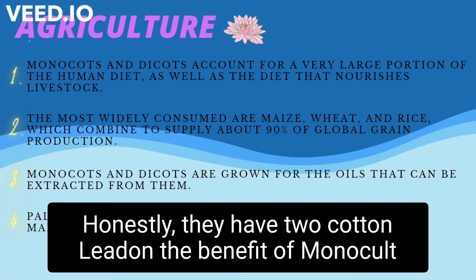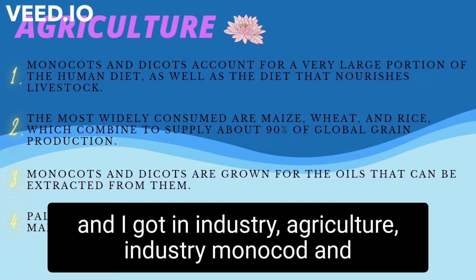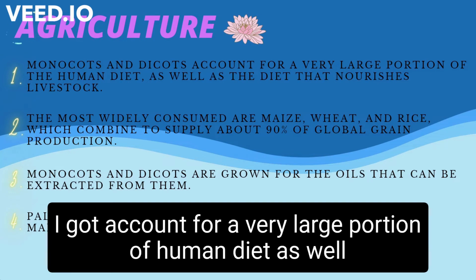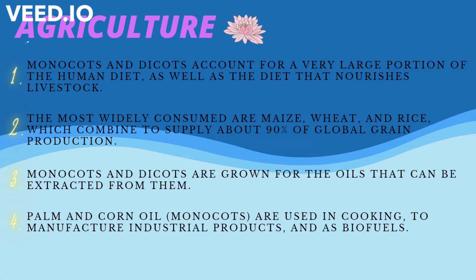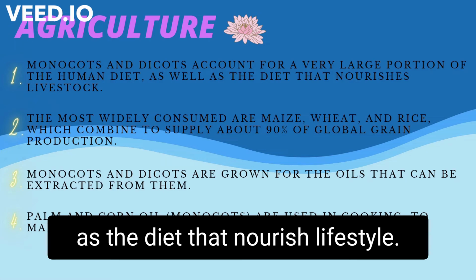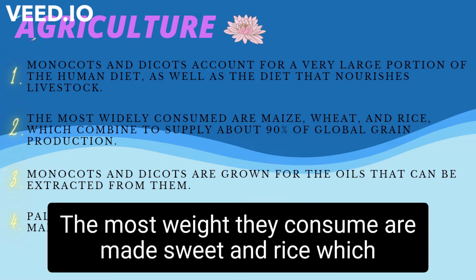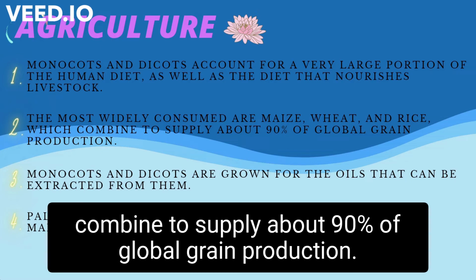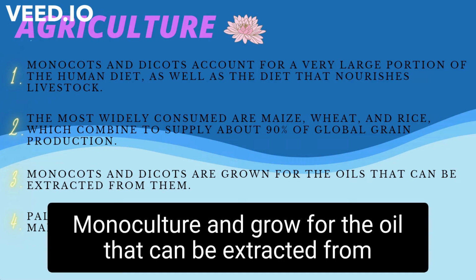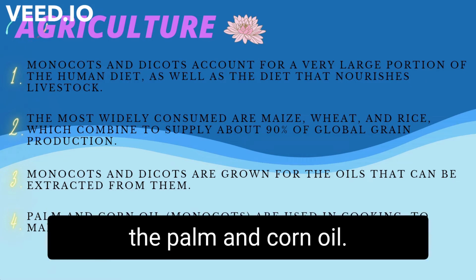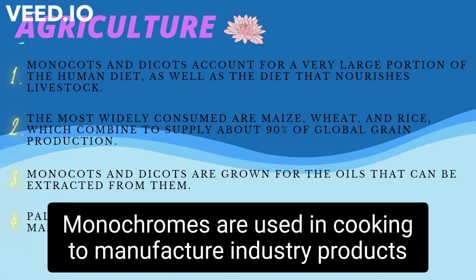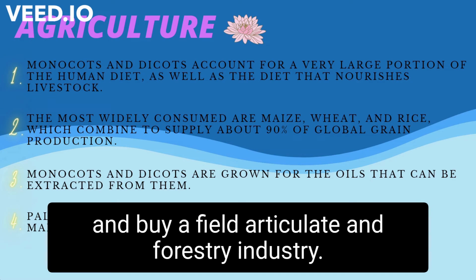The benefit of monocot and dicot in industry. Agriculture industry. Monocots and dicots account for a very large portion of the human diet as well as the diet that nourishes livestock. The most widely consumed are maize, wheat, and rice, which combine to supply about 90% of global grain production. Monocots and dicots are grown for the oil that can be extracted from them. Palm and corn oil from monocots are used in cooking, to manufacture industry products, and as biofuel.